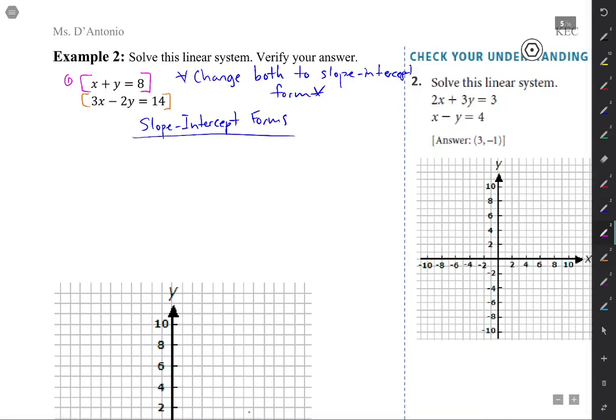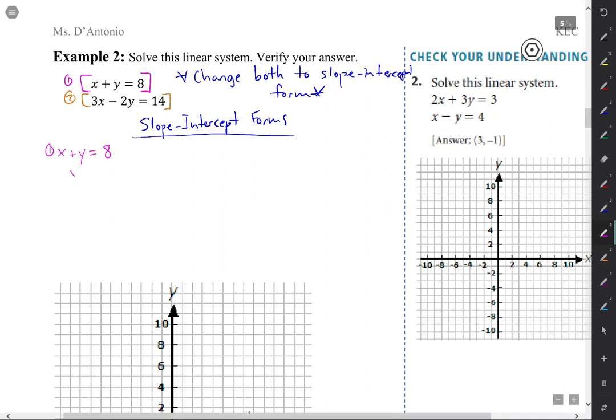All right, so I'm going to label my equations number 1 and number 2 just to help us stay organized. And I'm going to start by changing number 1 into slope-intercept form. So remember, with slope-intercept form, you need y is equal to the rest of the equation. So we need to move all the terms that aren't y onto the other side of the equal sign, and that would just be the x at this point.